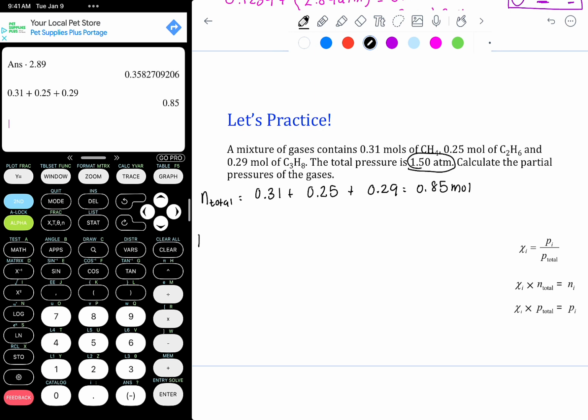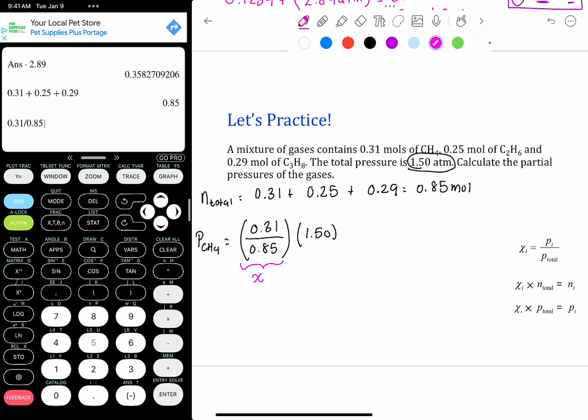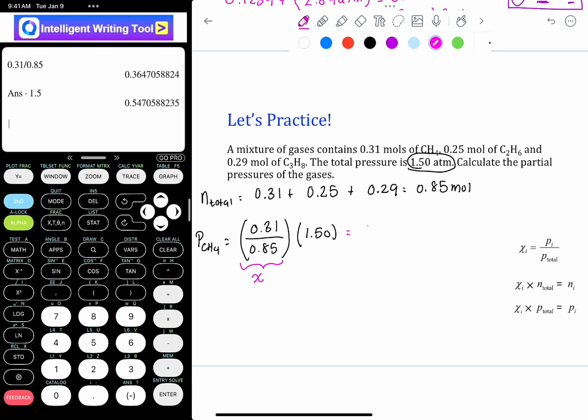So for pressure of, let's do CH4 first. We get a chi of, let's see, 0.31 divided by 0.85, which we're going to multiply by the total pressure, 1.5. So I just kind of simplified what I did in my previous example. This is chi. So we take 0.31 divided by 0.85 and then multiply that by 1.5. So that would give me a partial pressure for CH4 of 0.55 ATM.